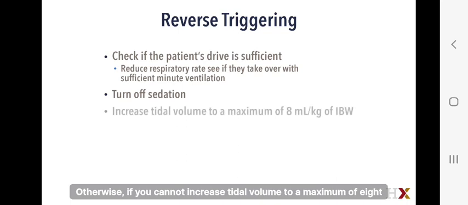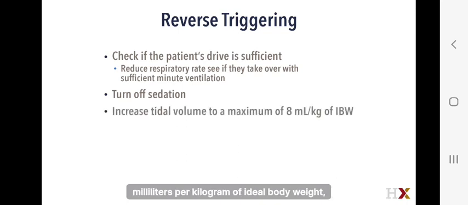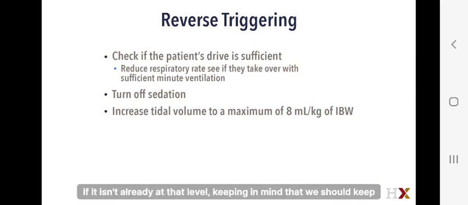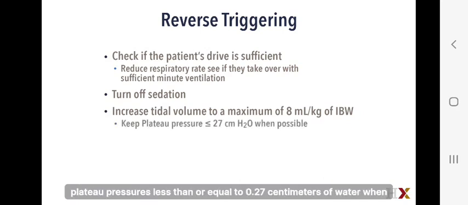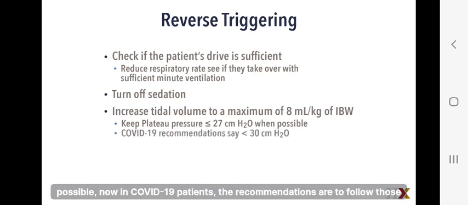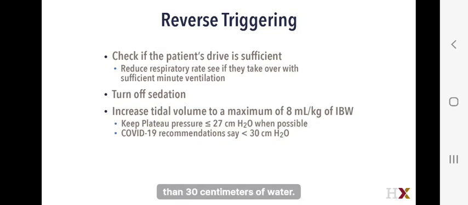Otherwise, if you cannot, increase tidal volume to a maximum of 8 milliliters per kilogram of ideal body weight if it isn't already at that level, keeping in mind that we should keep plateau pressures less than or equal to 27 centimeters of water when possible. Now, in COVID-19 patients, the recommendations are to follow those of typical ARDS guidelines, which is to minimize or limit plateau pressure less than 30 centimeters of water.